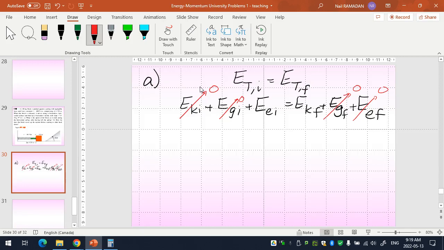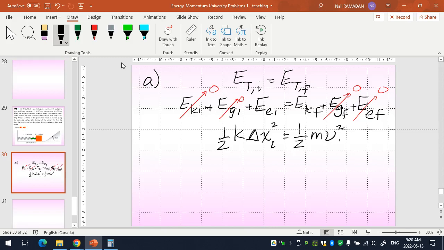Yeah, the ramp so far doesn't exist to us. We're only talking about the horizontal surface. Okay, let's play with the equation. 1/2 k delta x squared equals 1/2 m v squared. By the way, everyone, you can call this I if you want. You can call this F if you want. You don't have to because these are the only X's and V's we have.